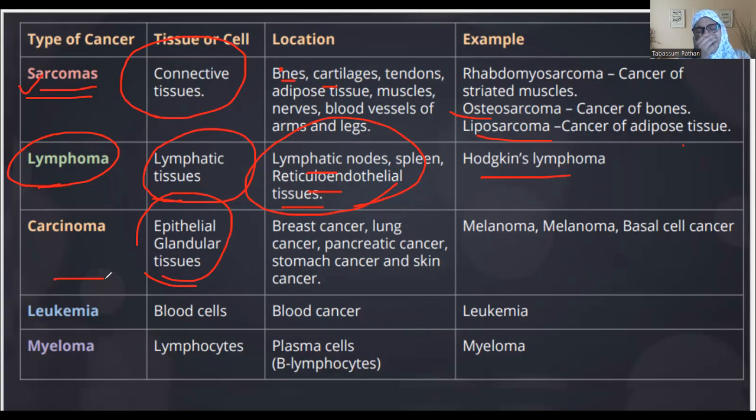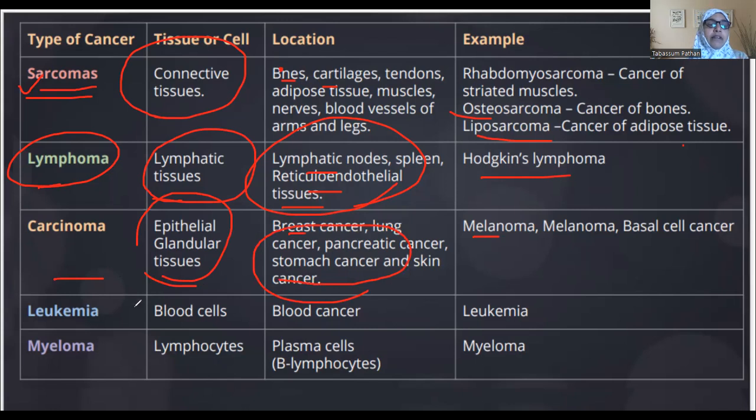That is because of cancers of your epithelial tissue, like breast cancer, lung cancer, pancreatic, stomach, and skin cancer. These are all because of the epithelial tissues having cancer. The names like melanoma, basal cell cancer.